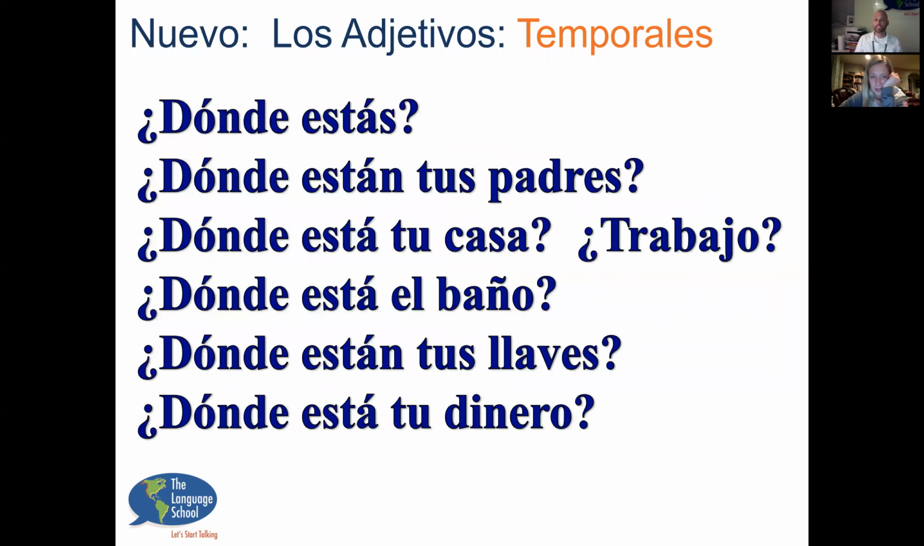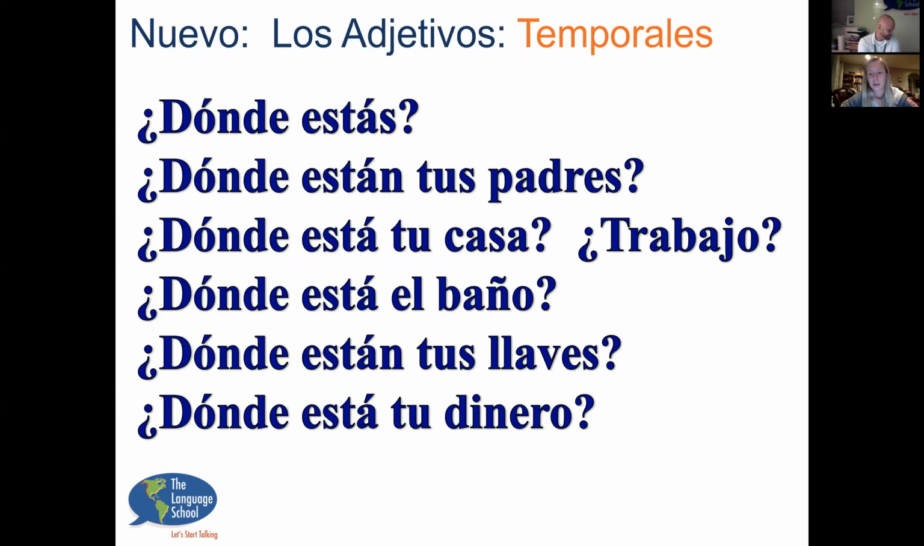Muy bien. ¿Dónde estás, Carly? Yo estoy en mi oficina de mi casa. ¿Dónde están tus padres? Mis padres están en la sala. ¿Dónde está tu casa? Mi casa está en mi vecindario o barrio. ¿Vecindario? Sí, está bien, muy bien.